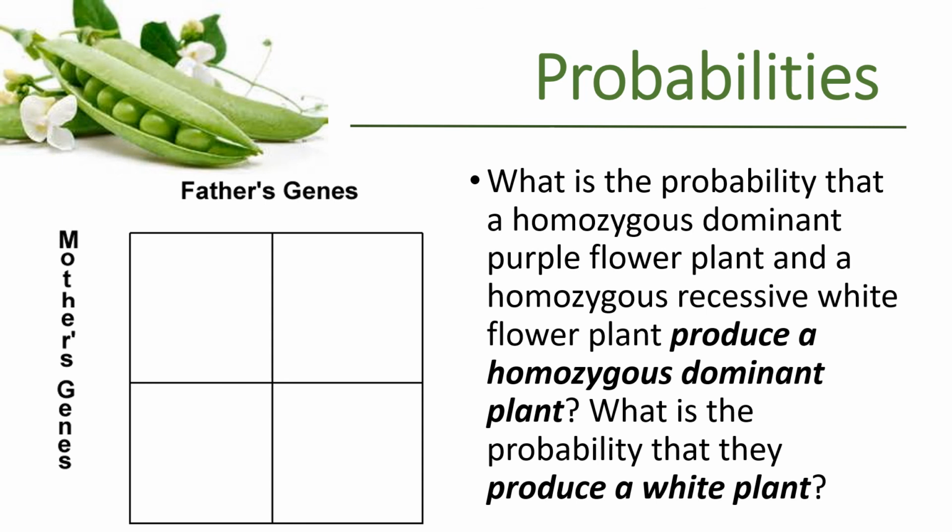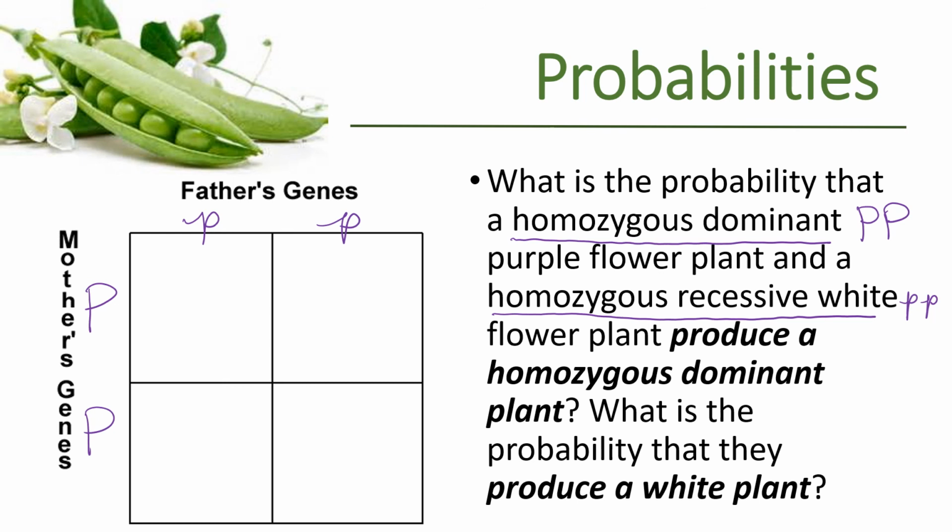So homozygous dominant, let's use purple for this one since it's talking about purple flowers. Homozygous dominant means the same, and it's the dominant allele. So we're going to have 2 big P's here. And then we have a homozygous recessive white flower. That's going to be 2 little p's. So I have one parent that has homozygous dominant and the other parent that has homozygous recessive. When we do that cross, this is what we end up with.